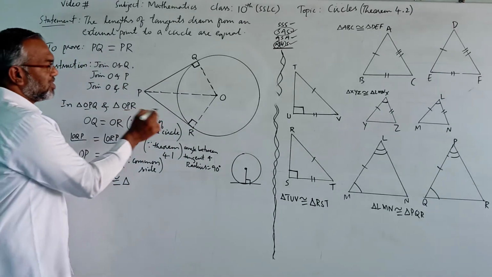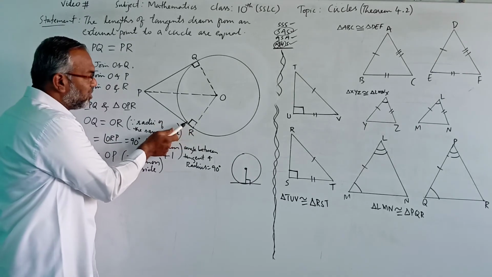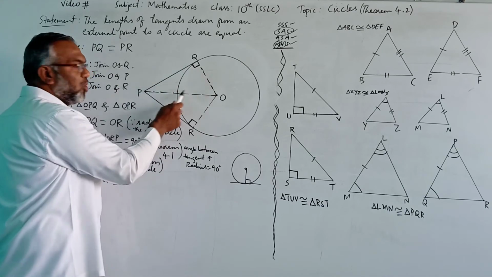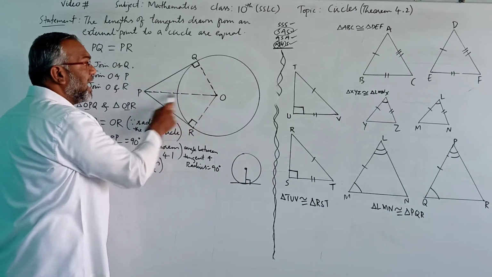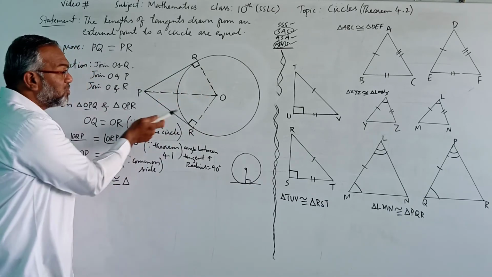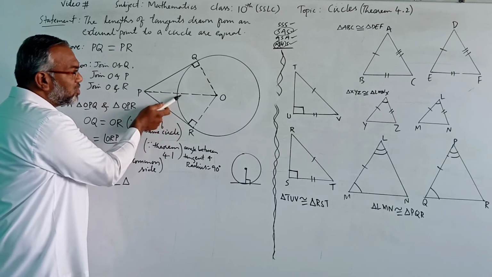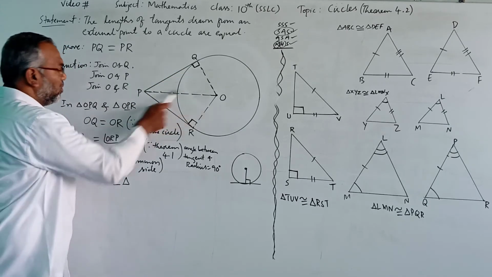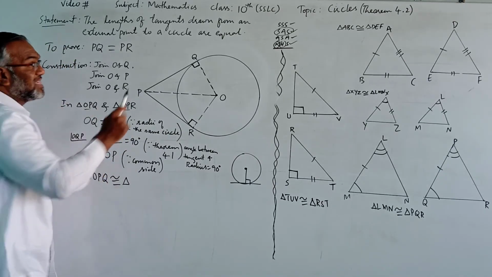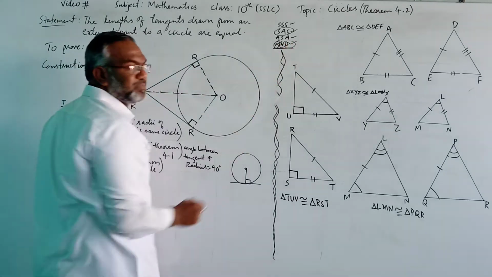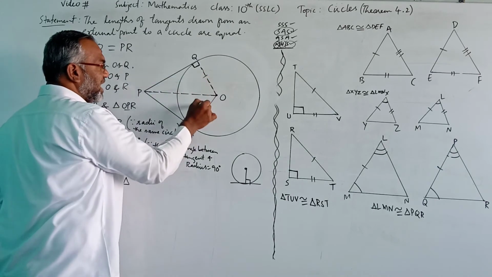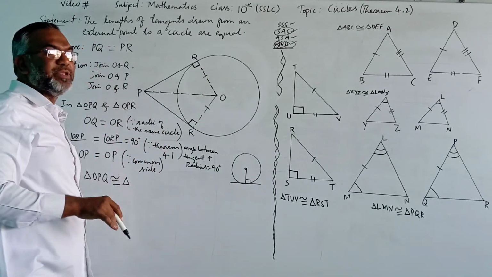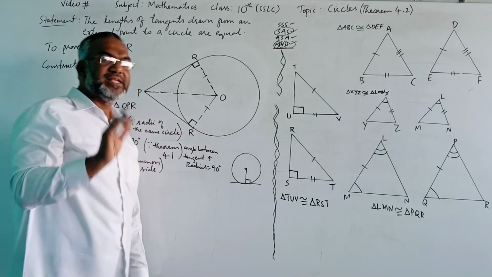Then the hypotenuse. Which is the hypotenuse of this triangle? OP is the hypotenuse. Which is the hypotenuse of the other triangle? OP. OP is the hypotenuse of both triangles. Hypotenuse is the side opposite to 90 degrees. So the hypotenuses are also equal, OP is equal to OP. And S means any one side. We have this side equal, OQ is equal to OR. So RHS is happening here, not SAS.